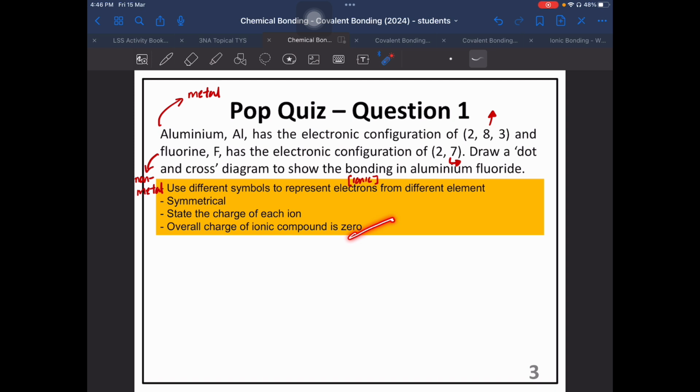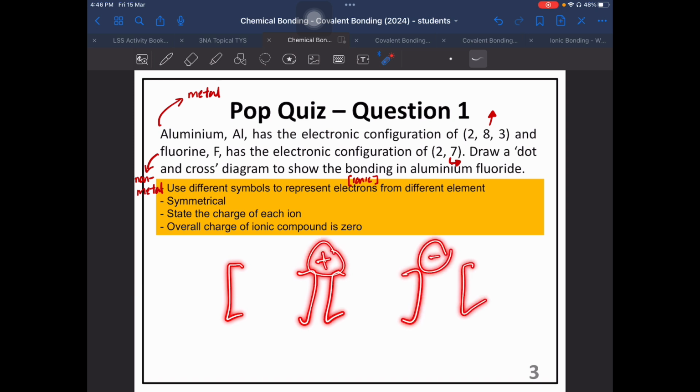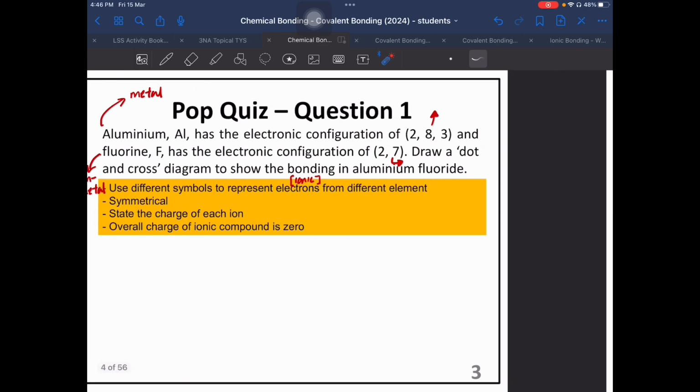And I think we addressed in class before that we always draw by alternating the positive charges with the negative charges, and so on and so forth, right? If you have a lot of ions to draw, you must make sure that you are always going positive, followed by negative, followed by positive. Okay, so just try this out by yourself.